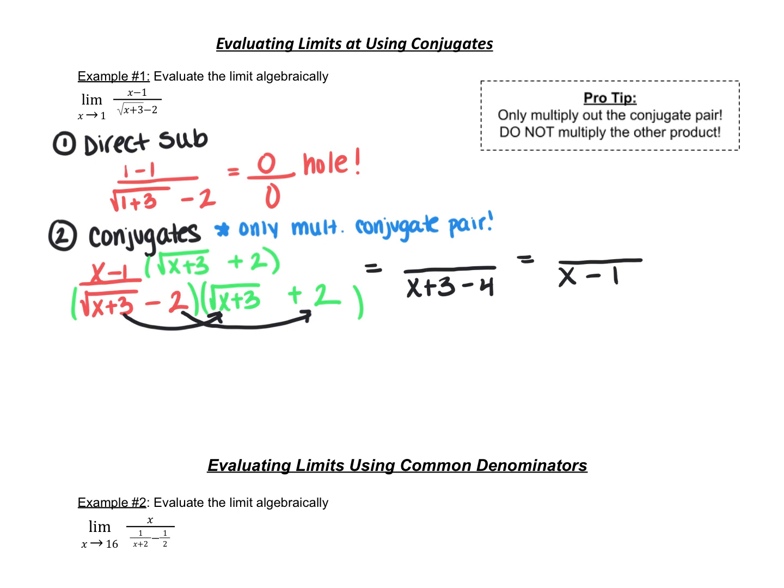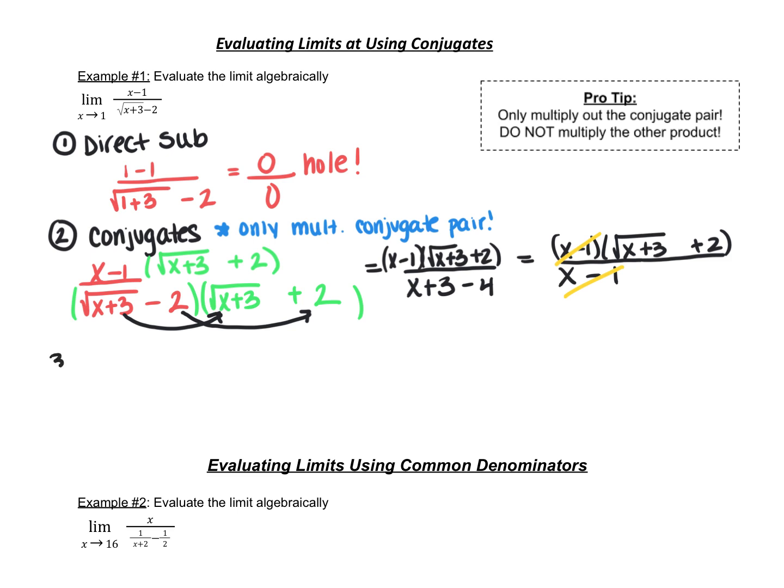Now, the reason why you don't touch the other part is for this. If I were to write it out now, we have an x minus 1, rad x plus 3 plus 2. I'm just going to rewrite it again, x minus 1. You should probably put that in parentheses, times rad x plus 3 plus 2. By not touching the top, you should realize that this x minus 1 will cancel with that x minus 1. And that's always going to happen if you follow the advice of only multiplying the conjugate pair and not the other. So let's go on from here now.